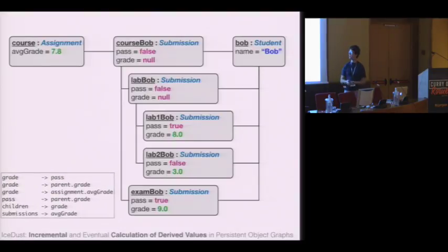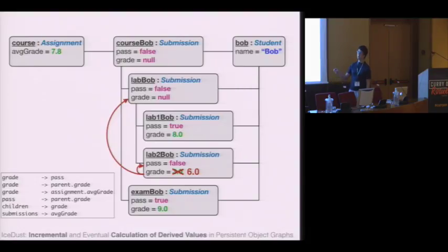So if we take this and sort them so it's easier to read, we can go back to our running example and see, well, if we change the grade of Bob's second lab, then we can look up in the table, oh, we changed grade. So now we need to update pass, parent grade, and assignment average grade. Now, we don't have an assignment average grade here because, well, there's no connection here.